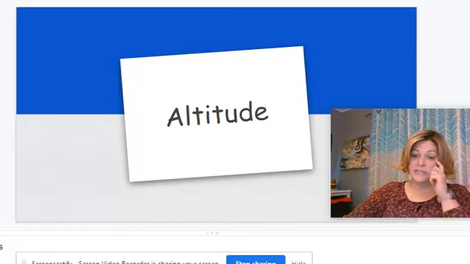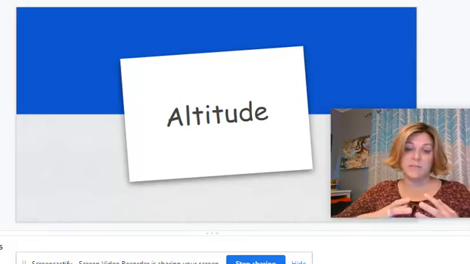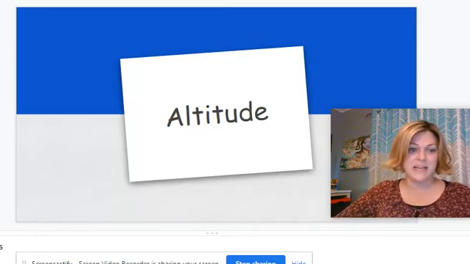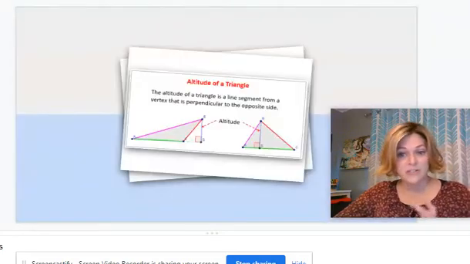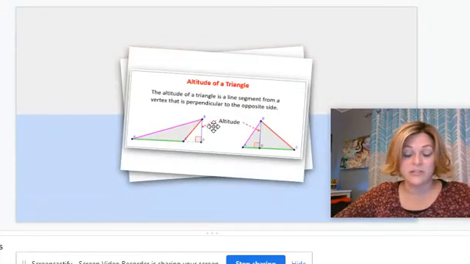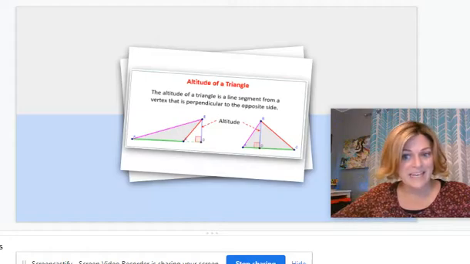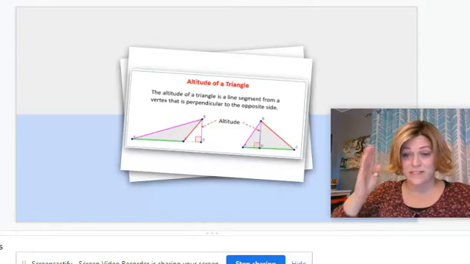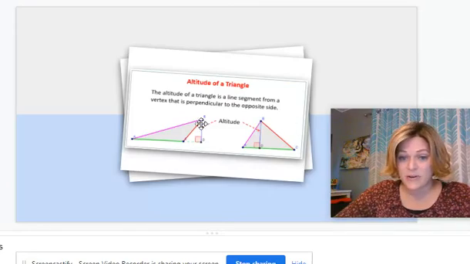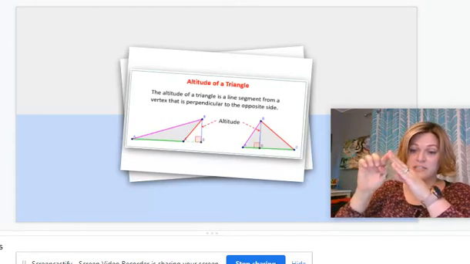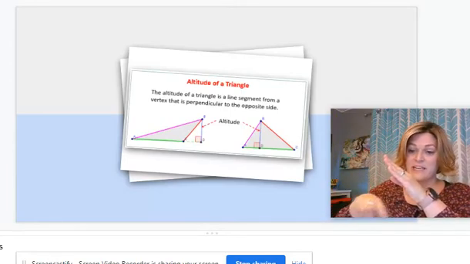Altitude. A lot of teachers and even students might refer to the altitude as the height. It is pretty much the same thing. In triangles, though, we call it the altitude, and you want to make sure you understand the altitude or height might not be in the triangle. It could be on the triangle, as one of the sides. It could be inside, or it could be on the outside. But it's from a vertex, one of the corners or angles, straight down at a 90-degree angle with the other side.